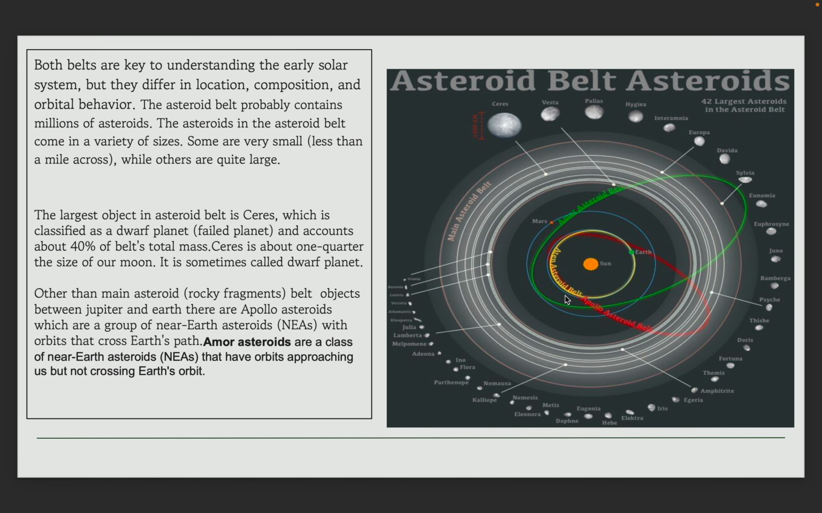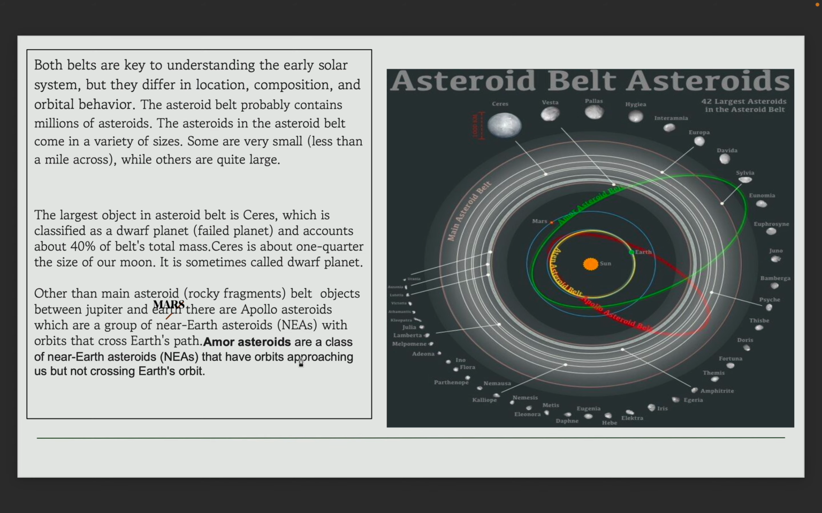The largest object in the asteroid belt is Ceres, which is classified as a dwarf planet or the failed planet, and Ceres accounts for about 40% of the belt's total mass. Ceres is about 1/4 the size of our Moon. It is sometimes called the dwarf planet. Other than the main asteroid belt objects, the Trojan asteroid belt objects are located near Jupiter. Jupiter and Mars.